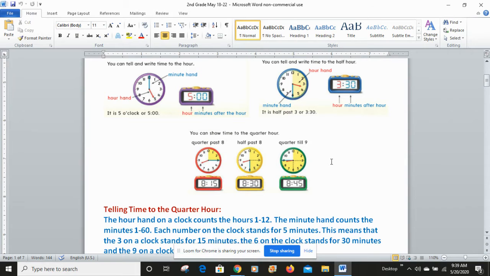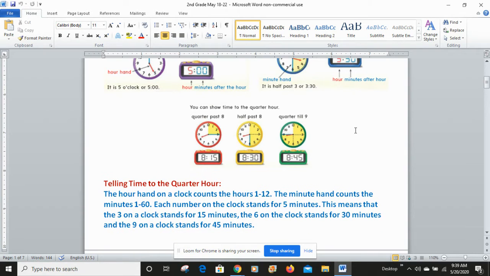On the clock, you can also show time to the quarter hour. And I know this gets kind of confusing when we start breaking the clock down into halves and fourths and things like that. But use these helpful clues to help you see where the clock gets divided up and then how we go about reading that clock. It says telling time to the quarter hour.